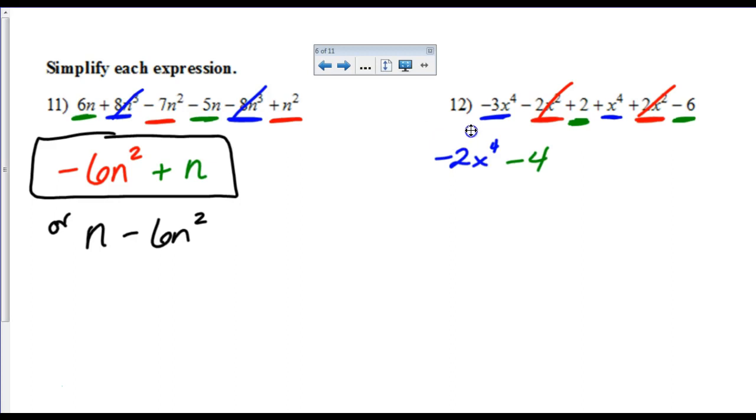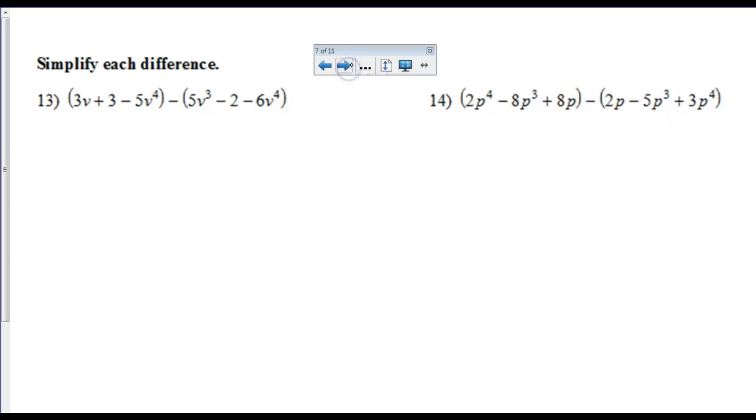Again, order is not so important here because it didn't specify what answer order they wanted. So if you reversed it, that's totally fine. Just make sure the signs are appropriate.